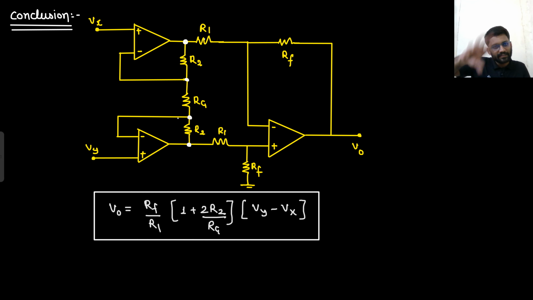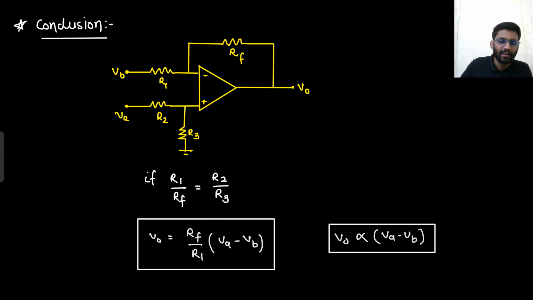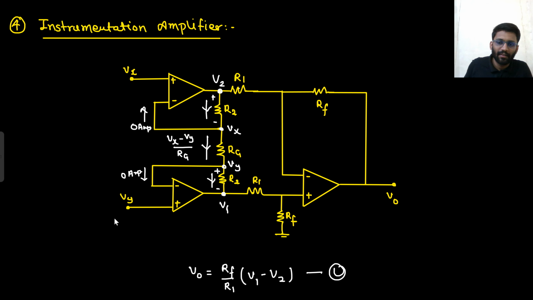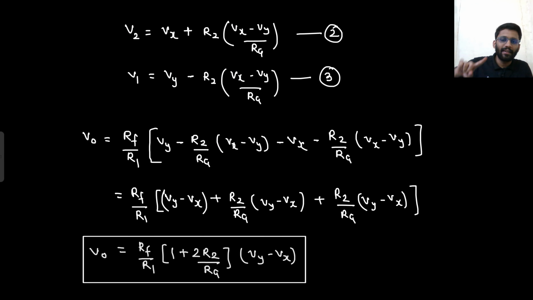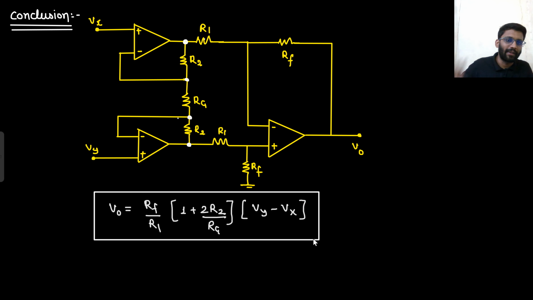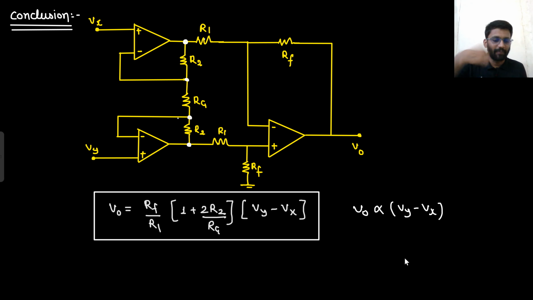So instrumentation amplifier is a kind of differential amplifier only, because what differential amplifier was doing, it was amplifying the difference of the input applied. What was the input applied here? Va and Vb. What is the input applied here? Vx and Vy. So it is amplifying the difference of input applied. That's it. So here also V0 is proportional to Vy minus Vx. It is amplifying the difference of applied input.